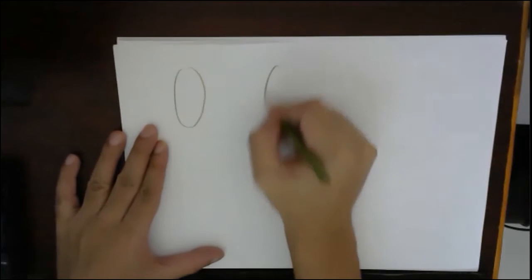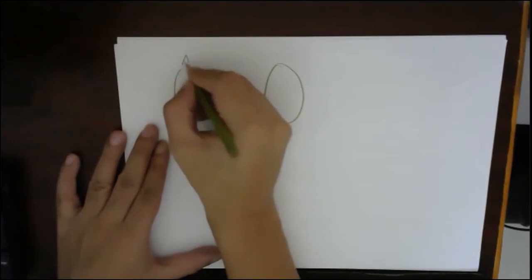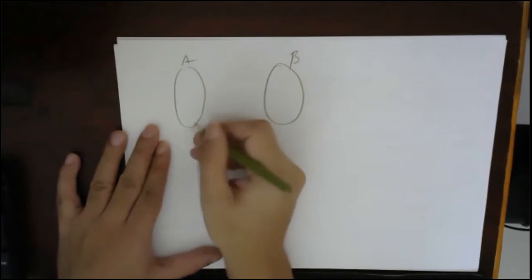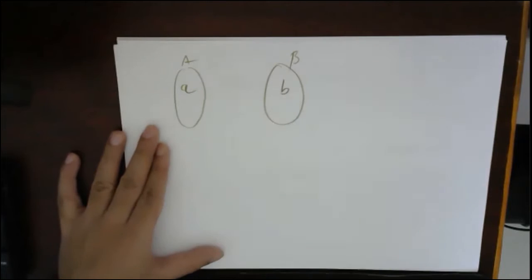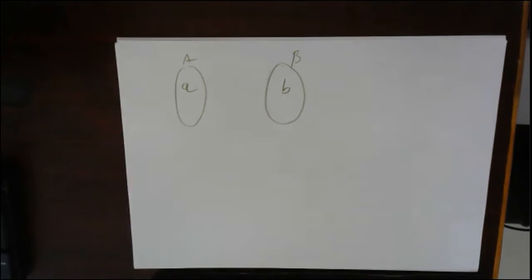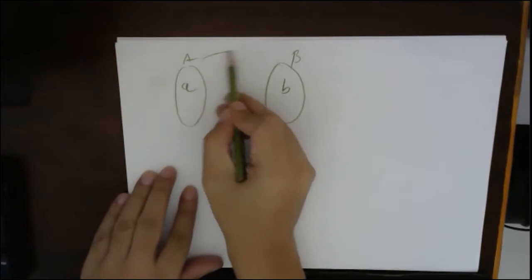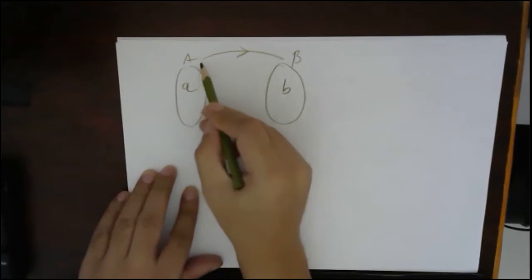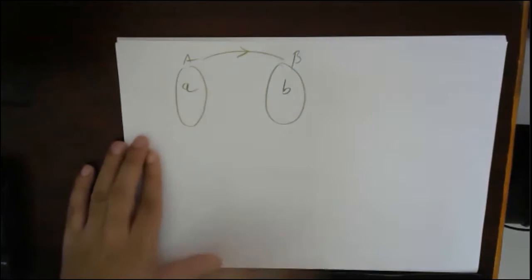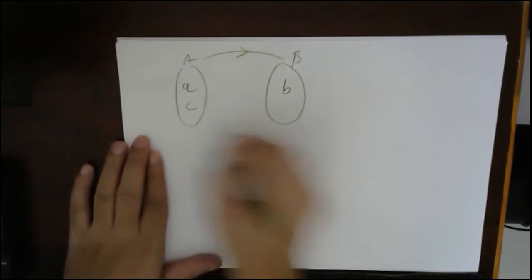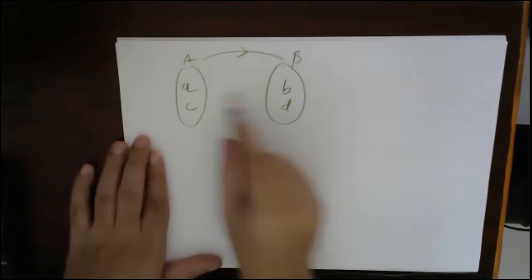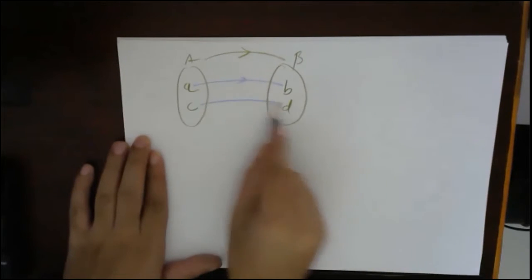So what we do, suppose we have two sets A and B, domain and codomain. We have an element a and we have an element b. The relation is from A to B. And suppose this has A, B, C, and D, and the elements are linked like this: A to B, C to D.